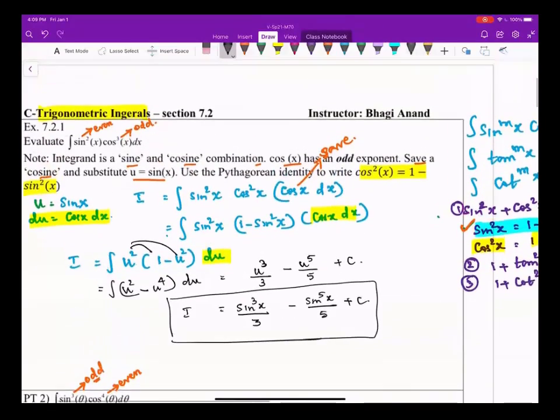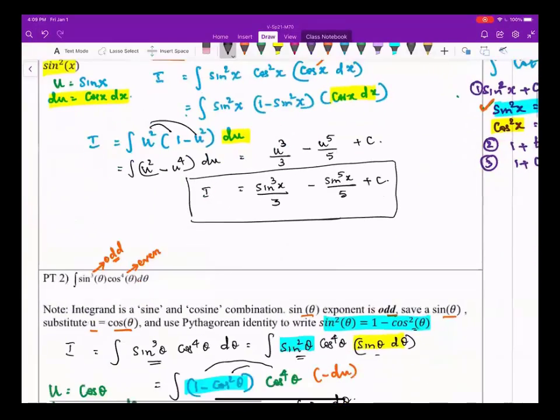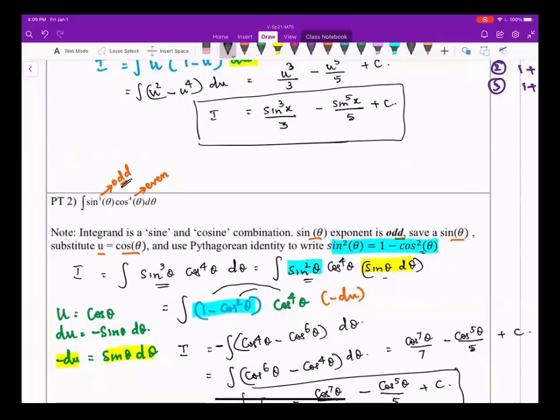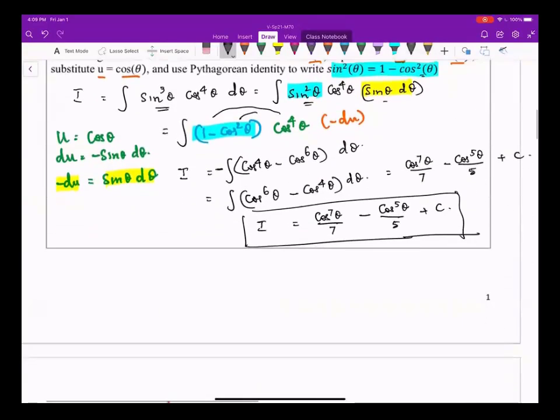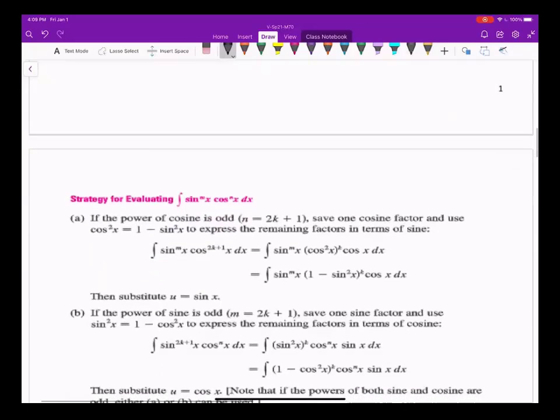So in the two problems that we have discussed, both of them are sine and cosine combinations. In the first problem, the cosine exponent is odd. Here, the sine exponent is odd. So that is the difference. Now we can make a generalization of these two problems and say, what is a strategy whenever you have a sine and cosine combination: sine to the exponent m and cosine to the exponent n dx.